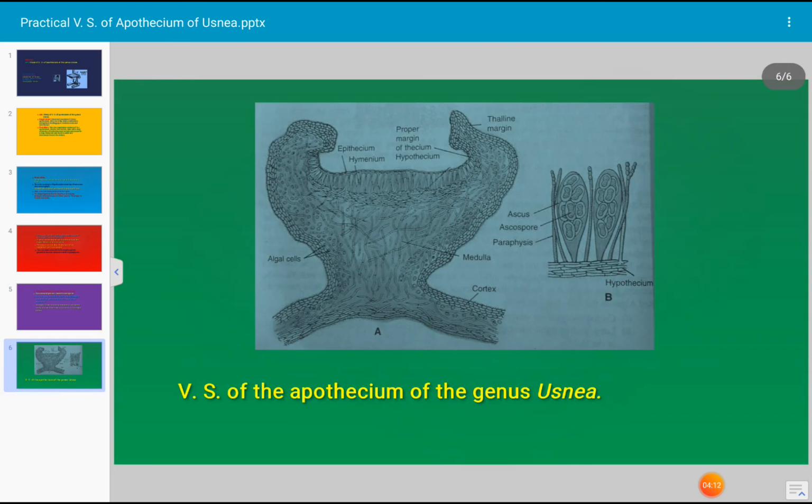Next, this is the photograph of a vertical section of apothecium of the genus Usnea.